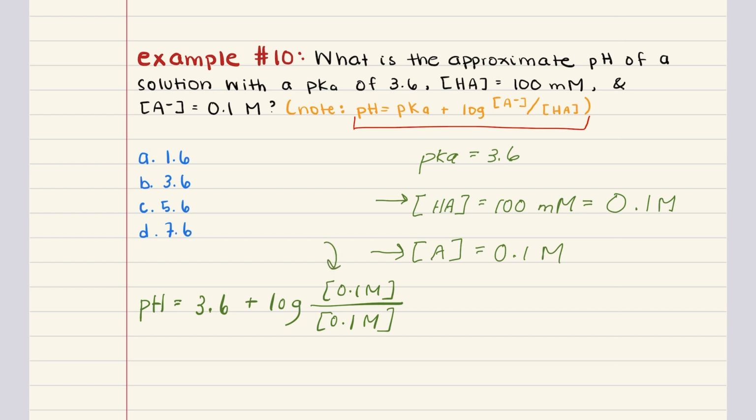The pH is equal to 3.6 plus the log of 0.1 molar divided by 0.1 molar. So here we have 0.1 divided by 0.1. That's just equal to 1. So we have 3.6 plus the log of 1. Now the log of 1 is equal to 0, so we have 3.6 plus 0. We can conclude that our pH is equal to our pKa, which is 3.6. That means that the correct answer for problem 10 is B.